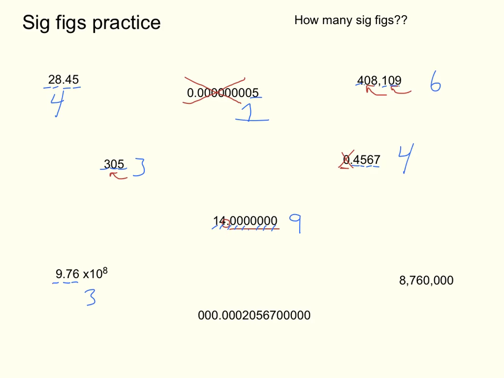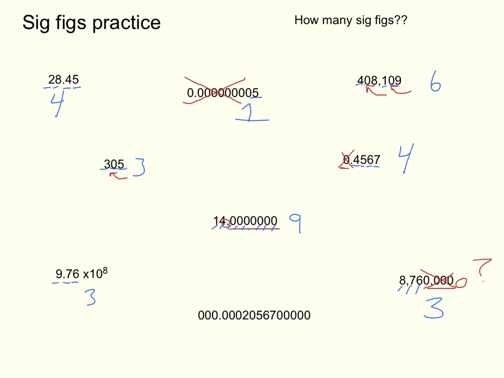Okay, let's go to the far right. 8,760,000. I see that there are 4 trailing zeros here. Now, do I see a decimal? No, I do not. It is not there. So that means that these last zeros are not significant. So if I count up 8, 7, and 6, we have 3 sig figs in our answer.